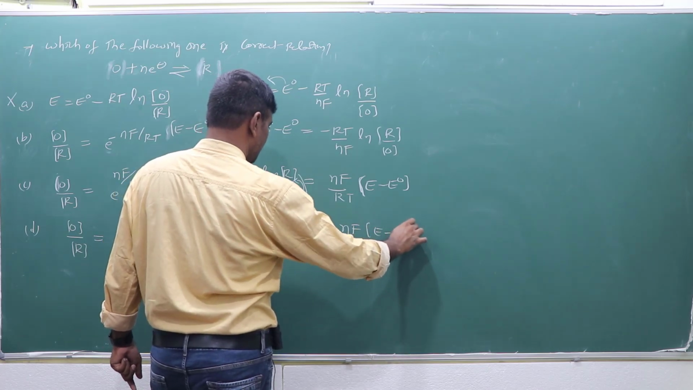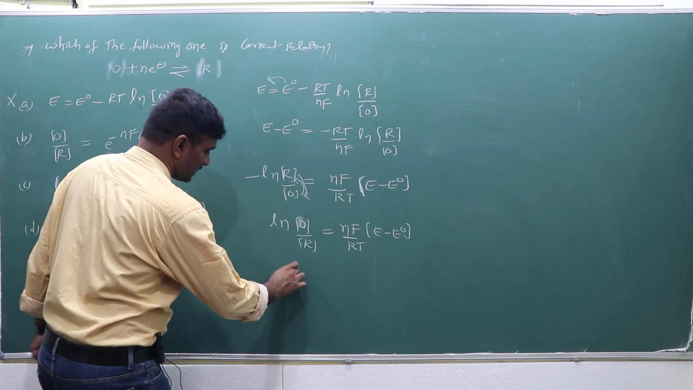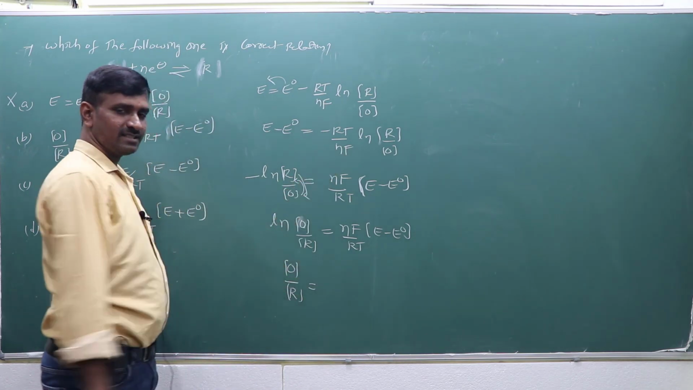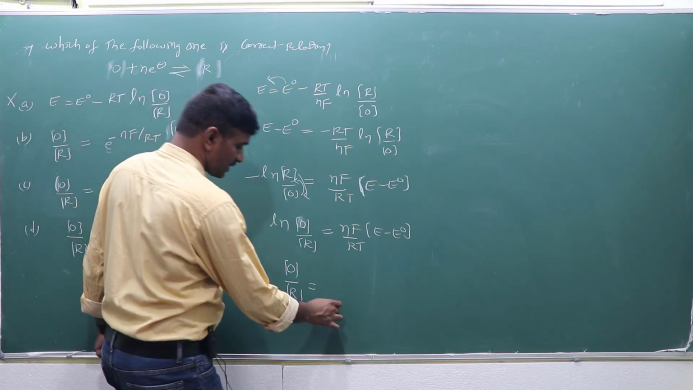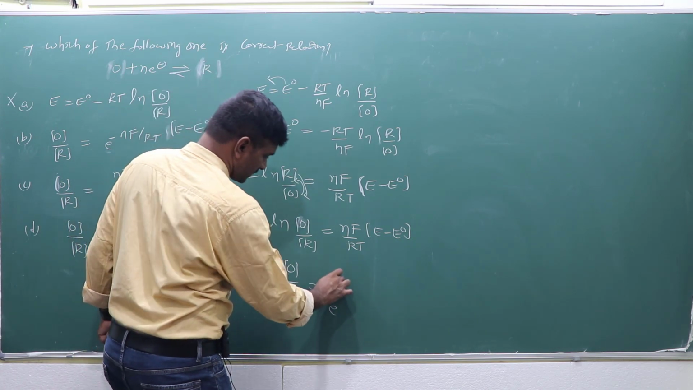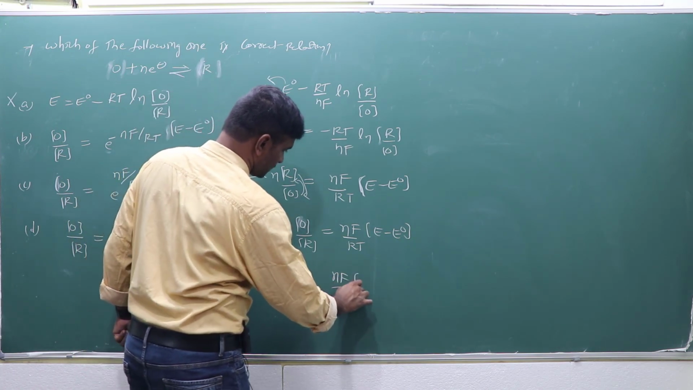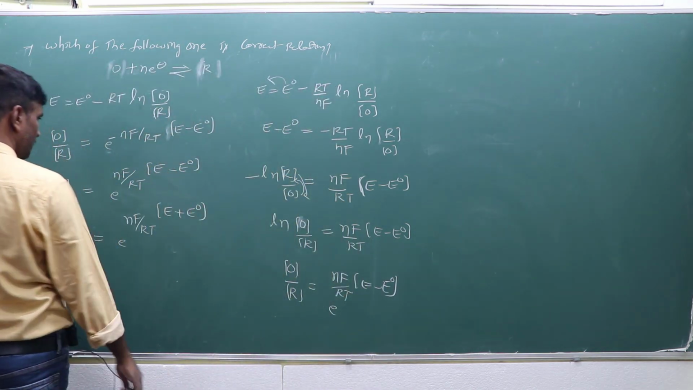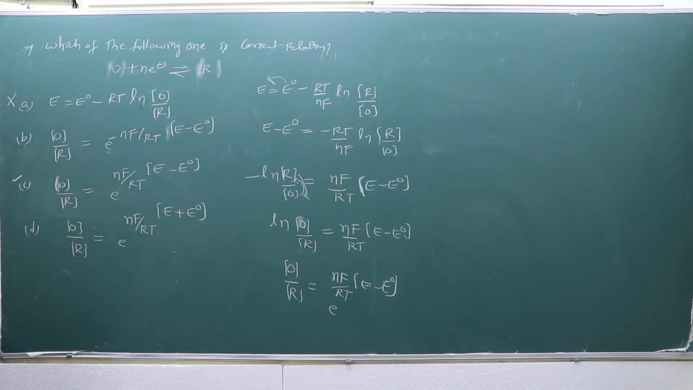So E minus E naught, then oxidant by the reductant is equal to, with ln going to the right side as an exponential factor. If it is log, that is 10 to the power of. So it is exponential of nF by RT into E minus E naught. Which option is suitable? Option C is the suitable option. This is a 4 marks question from previous examinations.